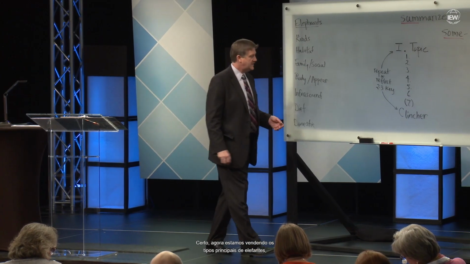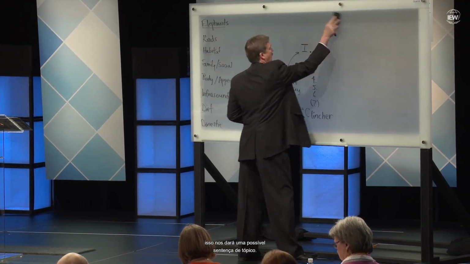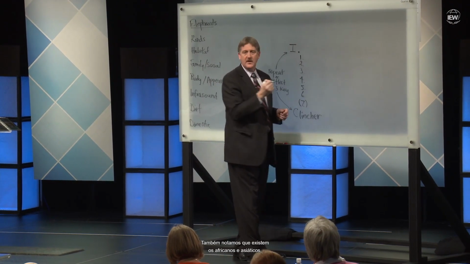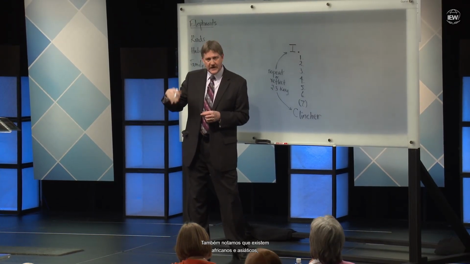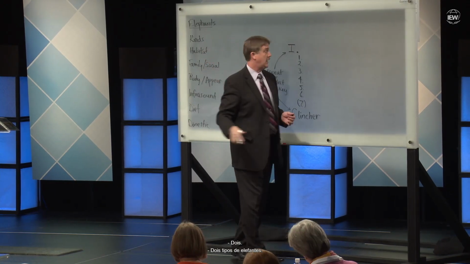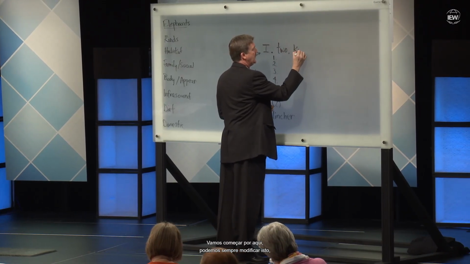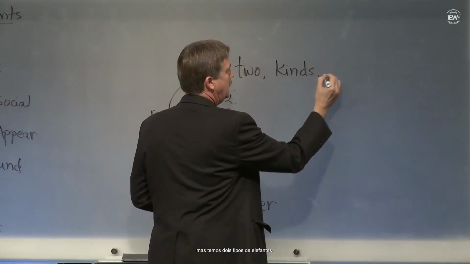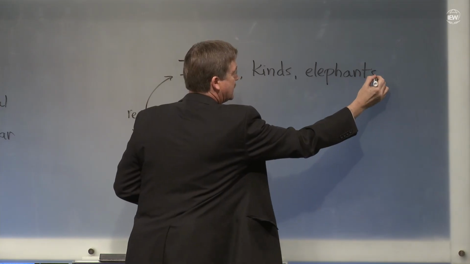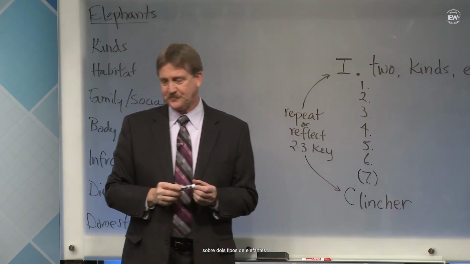All right, now we see the heading, kinds of elephants, so that's going to give us a possible topic sentence there. We also notice there's the African and the Asian, so that would indicate there are two kinds of elephants. So let's start there. We can always modify this later. Two kinds of elephants. So our goal is to write one paragraph about two kinds of elephants.